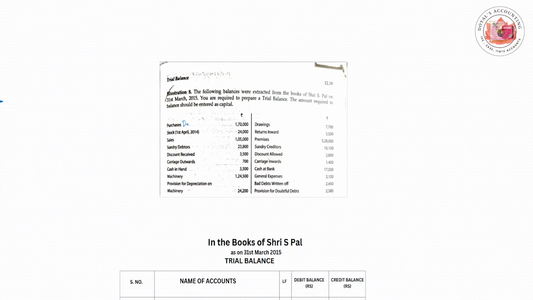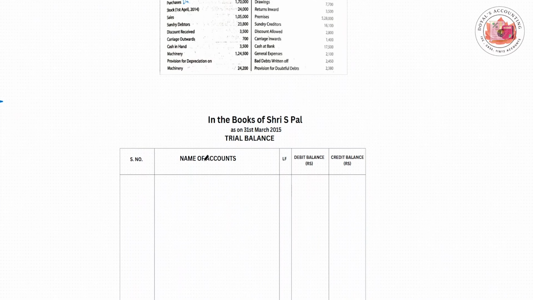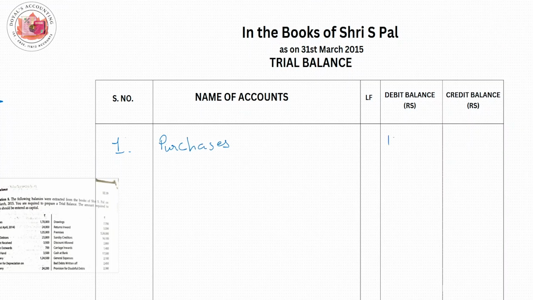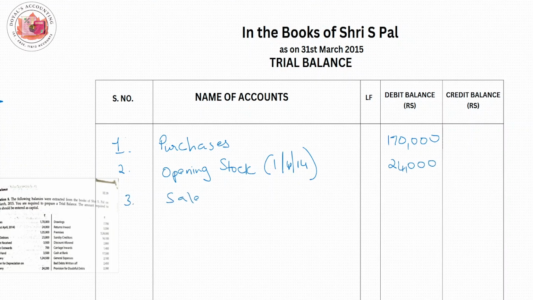This is the format of your trial balance. In the books of Shri S. Pal, as on 31st March 2015, trial balance. So number 1, purchases 1,70,000. Then I have the next transaction, opening stock, 24,000. Number 3, sales. Sales always has a credit balance.